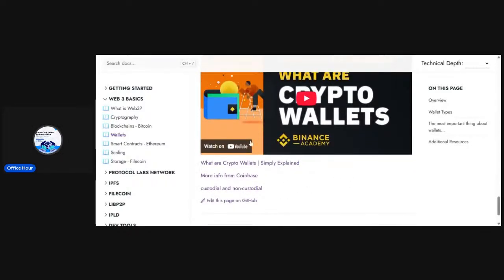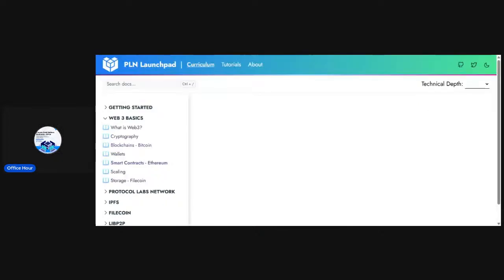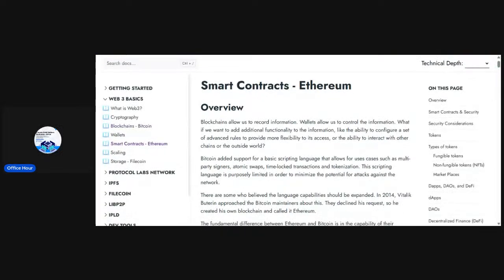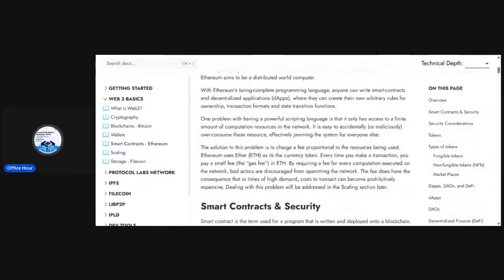So I think we'll be pausing here. The next one is to learn about smart contracts on Ethereum, play around with this, and get familiar with this terminology.